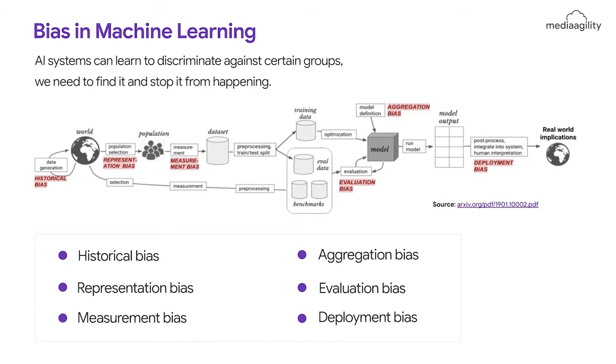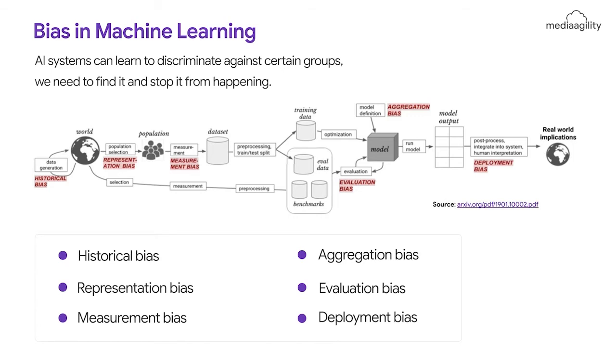Bias is something wherein, let's say, the data is collected from the world perspective. Now, the world is not fair for everyone. There might be cases where the data, or the users for which the data is being collected, is biased, which can cause a historical bias.